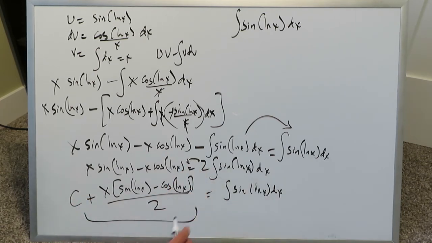This right here is my final answer. x, parentheses, sine ln x minus cosine ln x, close the big parentheses, all divided by 2 plus c, and that's the antiderivative of that function.